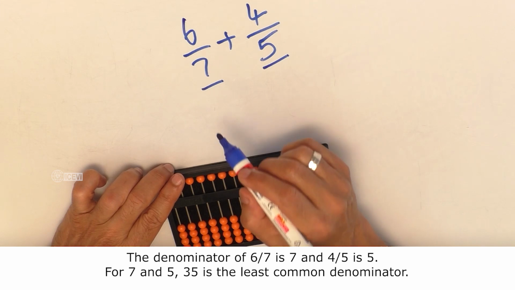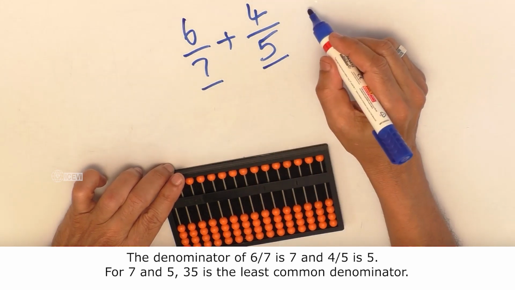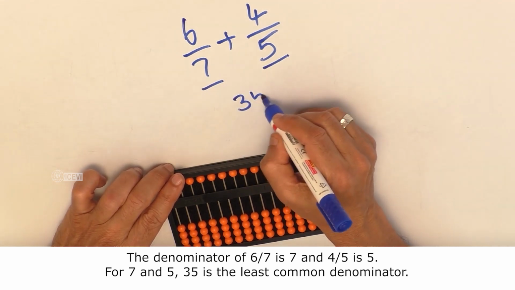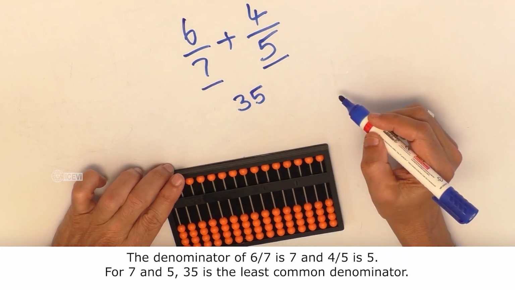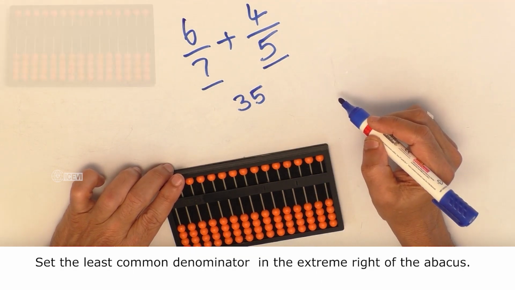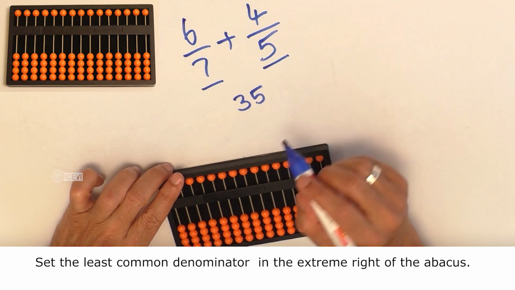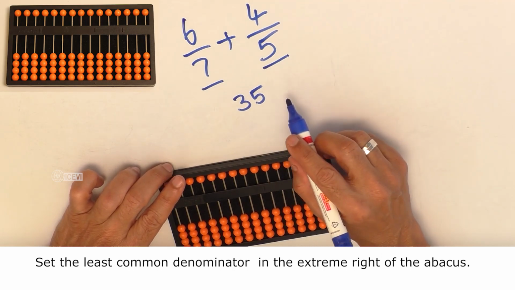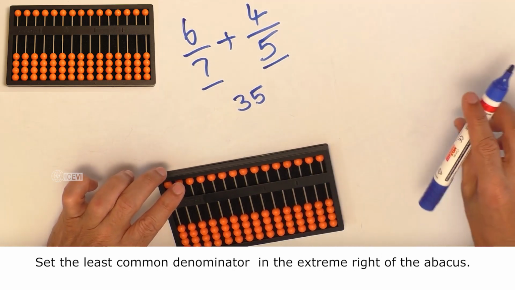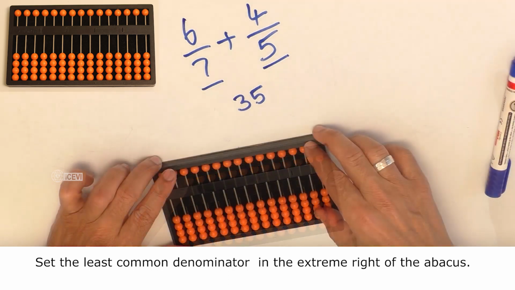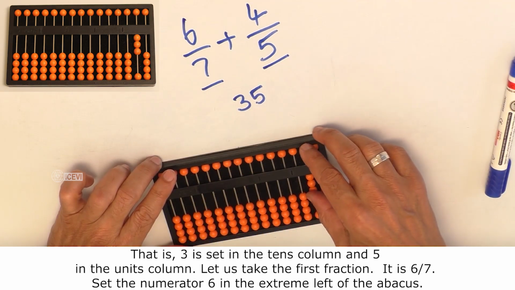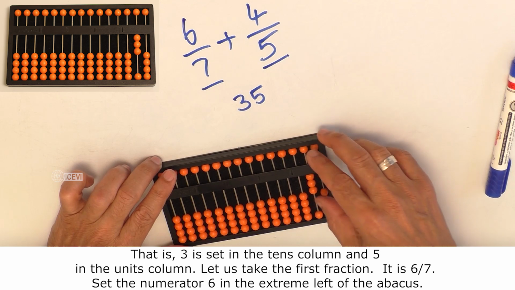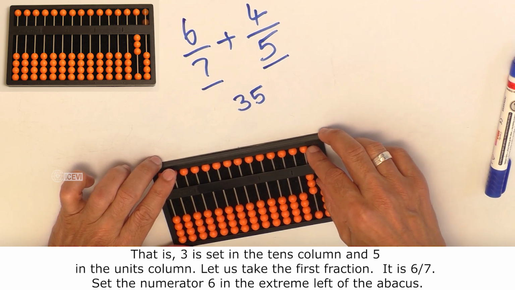For 7 and 5, 35 is the least common denominator. Let us set the least common denominator in the extreme right of the abacus. That is, 3 is set in the tens column and 5 in the units column.